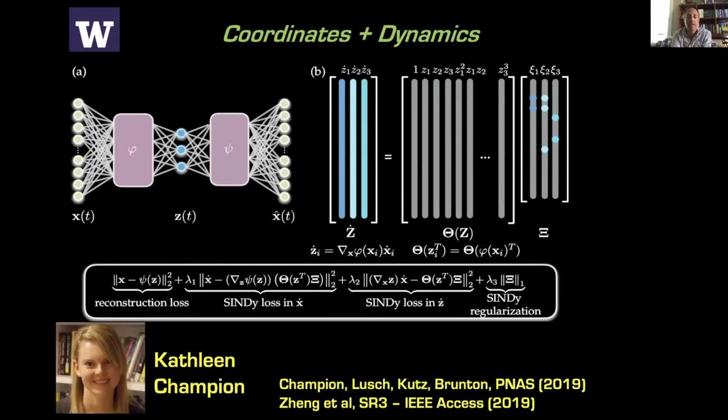This is work done with Kathleen Champion. She just graduated last year. And what we did is we took this autoencoder structure. So you take measurements, you try to learn a new coordinate system, and in that coordinate system, you impose this SINDy architecture. So this is the entire structure of this thing. So what does it mean? From your measurements, you learn a coordinate system where you can parsimoniously represent the physics. That is what we're after.